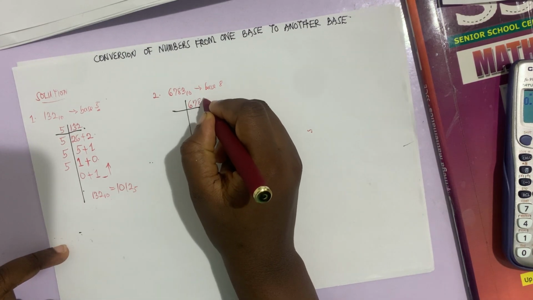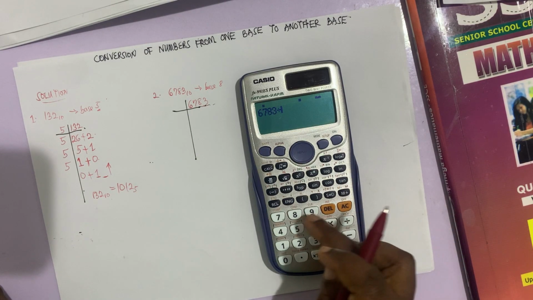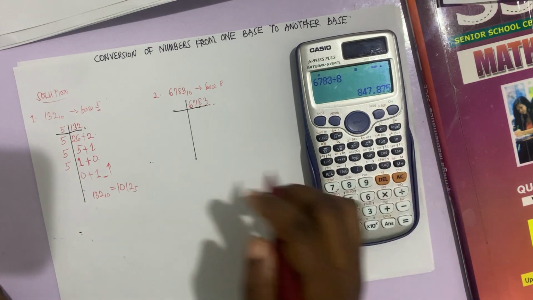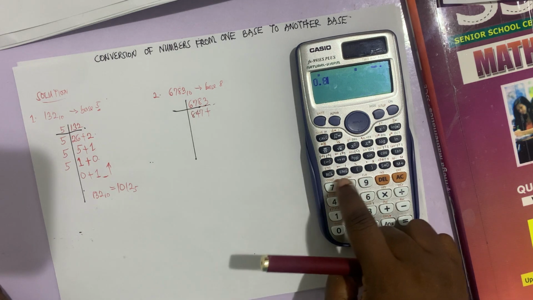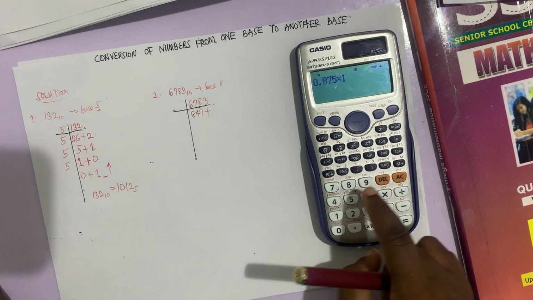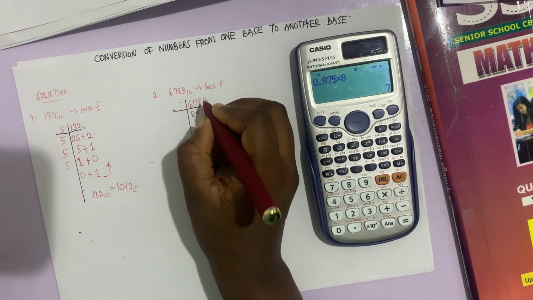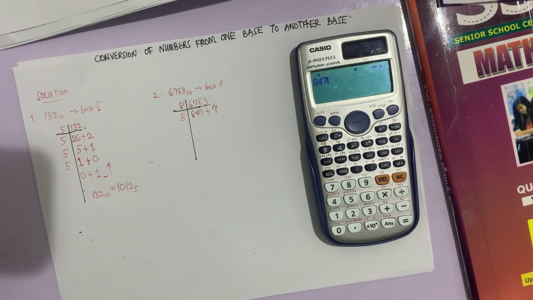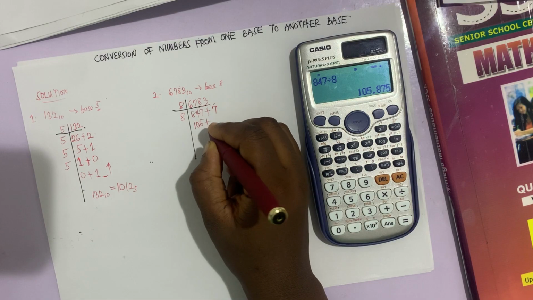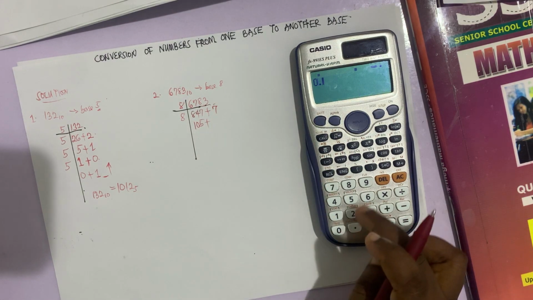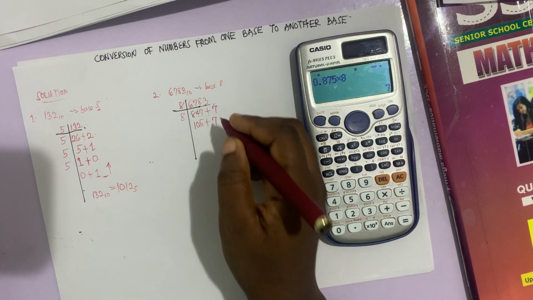So 6783 divided by 8 would give us 847, with a decimal of 0.875. Then we multiply the decimal by the base we are working with, which is base 8, and we get 7. So our remainder is 7. Divide 847 by 8, we get 105 as the whole number with decimal of 0.875, and then multiply that by the base 8 to get the remainder 7 as well.